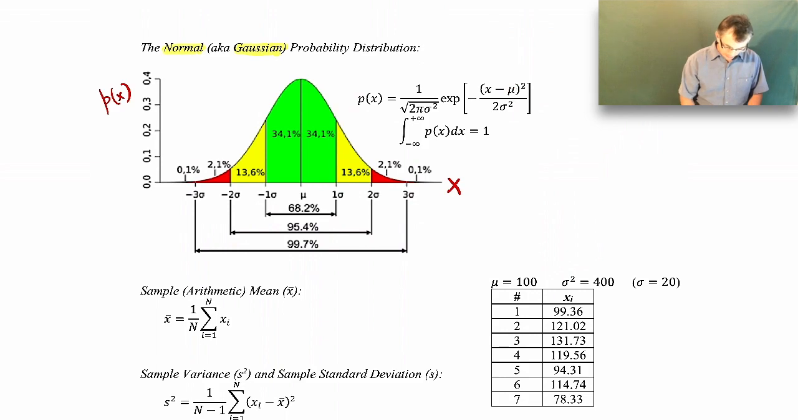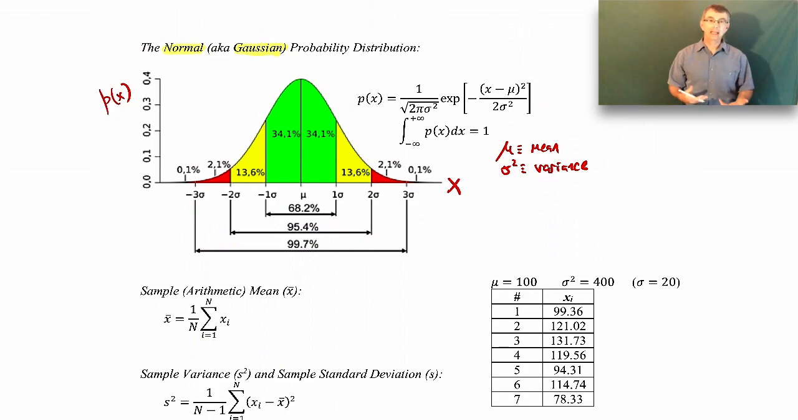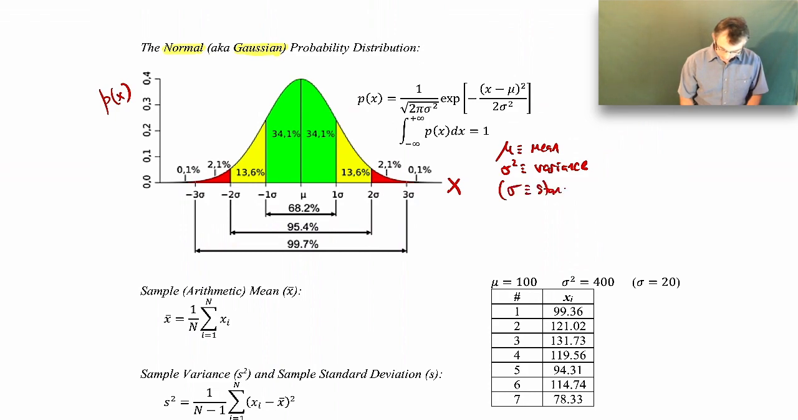Mu, again, is right in the middle. It's the mean of our distribution. X is our value on the x-axis. Sigma squared is called the variance. So let me put some names here. So mu is defined as the mean. Sigma squared is defined as the variance. These are just names associated with the features of this curve. And if you take the square root of that variance, then you get what's called the standard deviation.